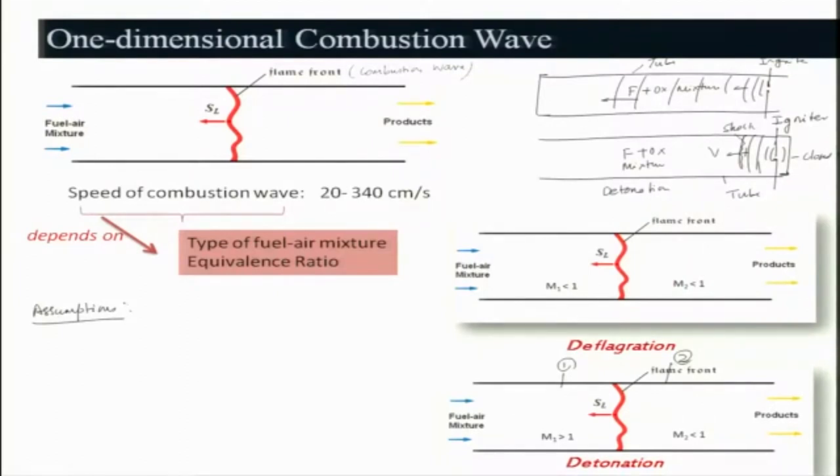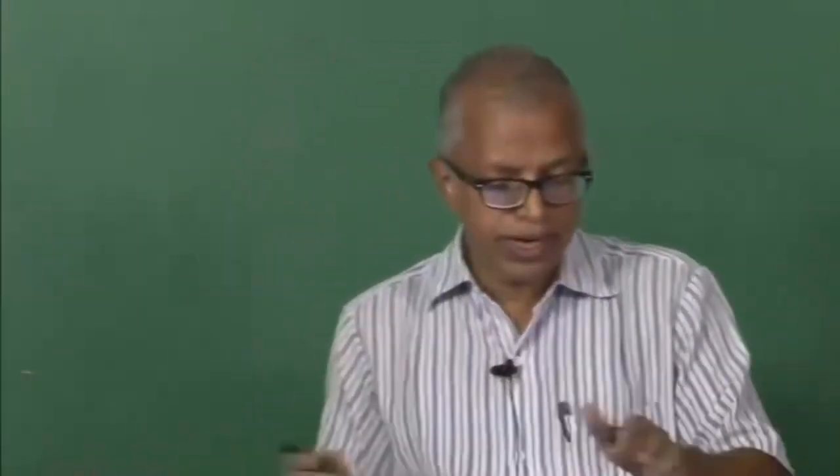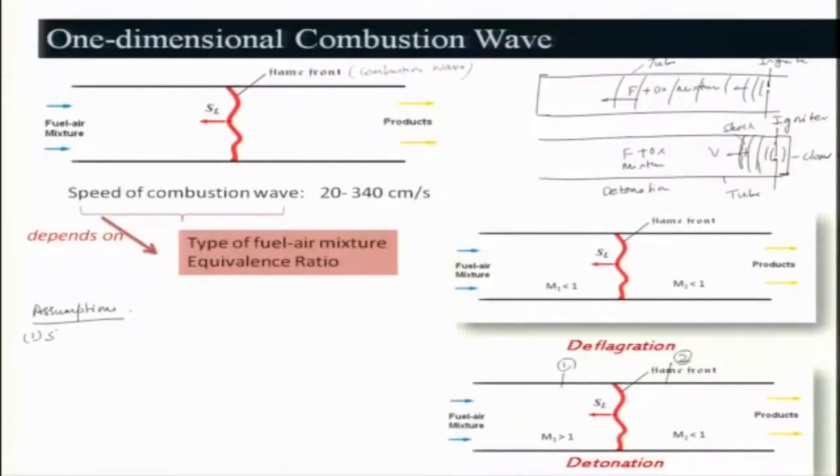What are those? One, we consider a steady combustion wave. In a real situation it need not be steady, because it is coming from deflagration to detonation, but we are considering it is already developed and moving with the detonation velocity, so we consider it steady. The assumptions are: steady combustion wave. Keep in mind that when analyzing it, we are not considering whether it is a deflagration or detonation; we are considering it as a combustion wave. That means it may be a detonation or it may be a deflagration.